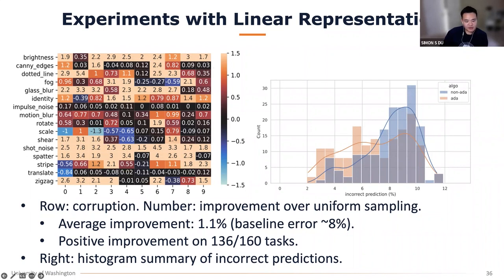Generally speaking, we have an average improvement of 1.1%, where the baseline error is 8%. That's significant compared with the baseline, because you only have 8% error and you can still improve by 1.1%. And we have positive improvement over the majority of tasks for the linear representation. Here's an illustration, the histogram of incorrect predictions. You can see it shifts to the left, where the left means you have less error. Here ADA means our adaptive sampling, or active learning, where non-ADA represents passive sampling. So this is for linear representation.